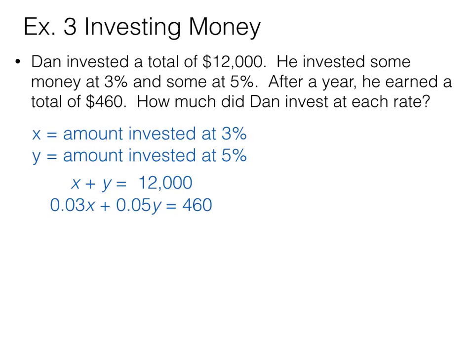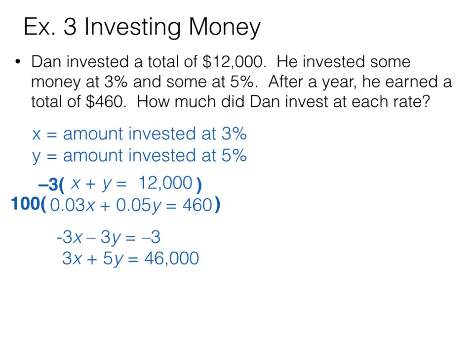So this looks like an inconvenient system of equations to solve, right? Because we have one equation with whole numbers and one equation with decimals. So let's clear the decimals from our second equation. We can multiply all 3 terms by 100. And it becomes 3x plus 5y equals 46,000. If I multiply now the top equation by -3, I'll be able to eliminate my x's. So let's add these equations together. We've got 2y equals $10,000, so y equals 5,000.